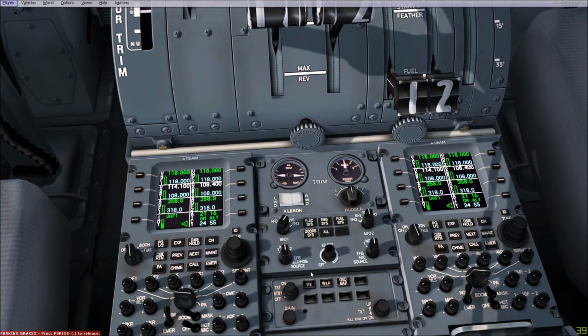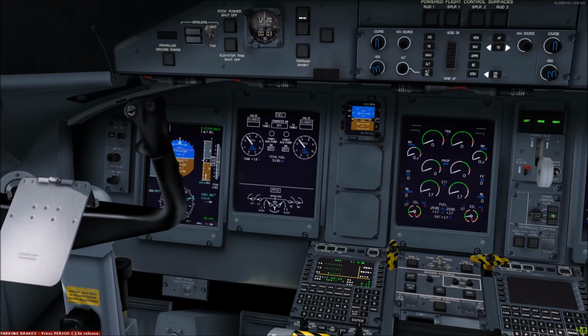Let's take a look next at the fuel system. The fuel system on the Q400, as you'd expect, is very, very simple. There are two collector tanks, one in each wing, and the total fuel capacity is 5,318 kilograms. Tank 1 feeds engine 1 and tank 2 feeds engine 2. There is no cross-feed capability as there is in bigger airplanes like a 737 or an A320.